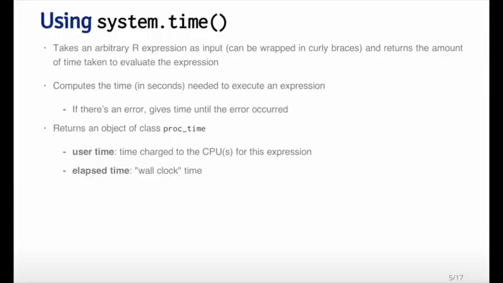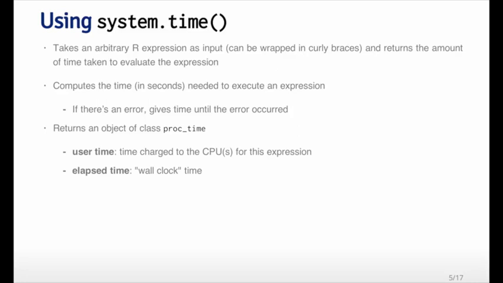So the first tool I'm going to talk about is actually not the profiler. It's a very simple function called system.time in R. What system.time does is it takes an arbitrary R expression, evaluates that expression, and then tells you the amount of time it took to evaluate that expression. Now this expression could be very simple, like a single function call, or it could be very complicated if it happens to be wrapped in curly braces. So it could actually be a very long expression if you want it to be.